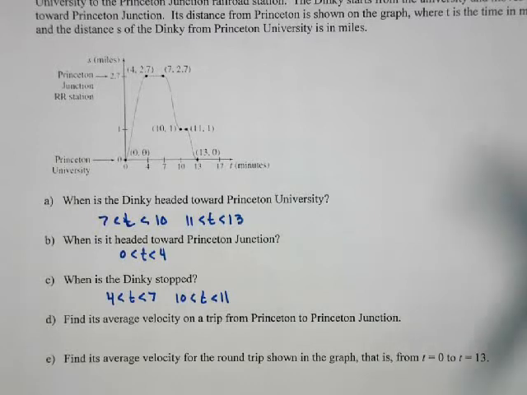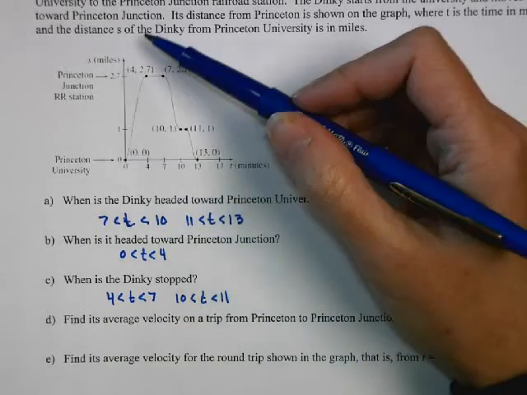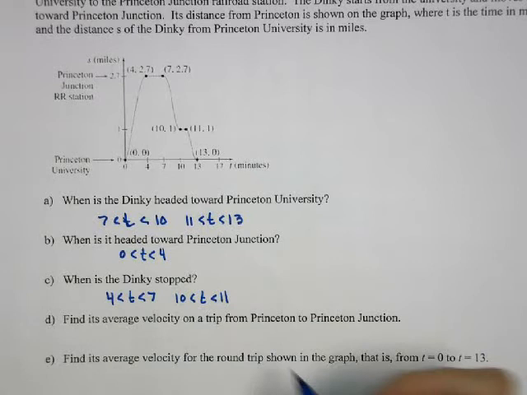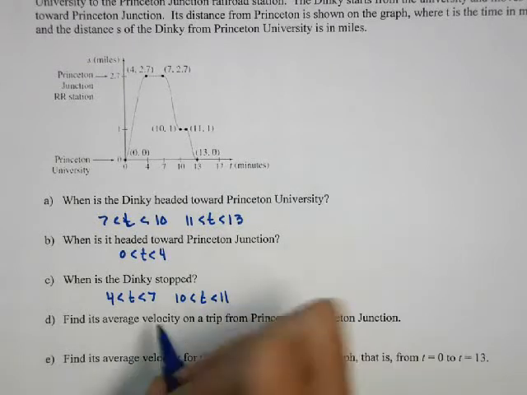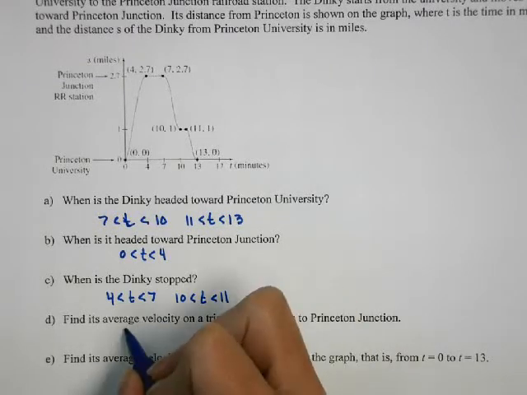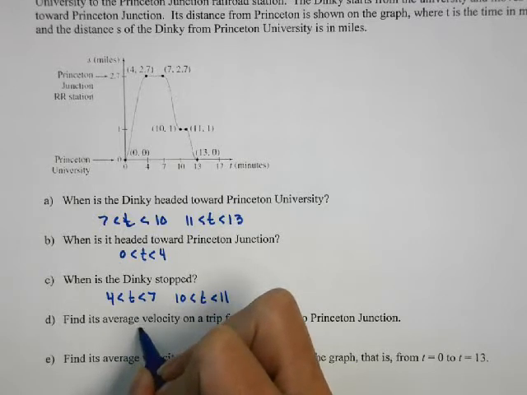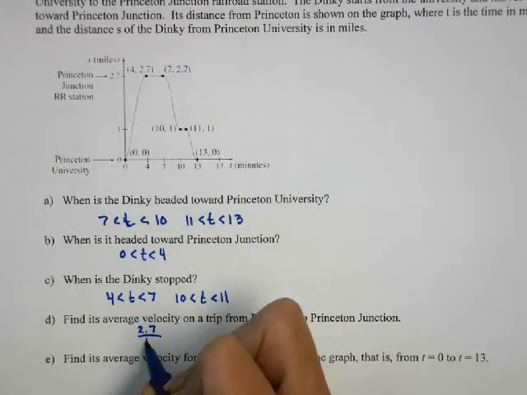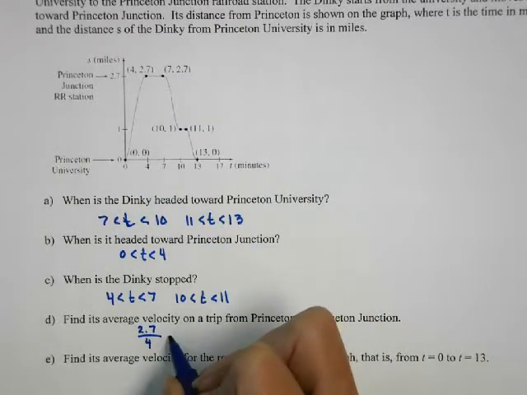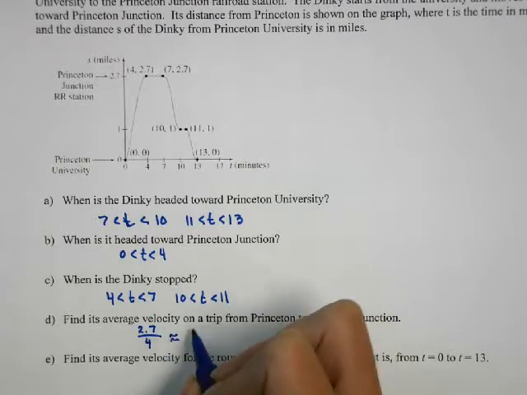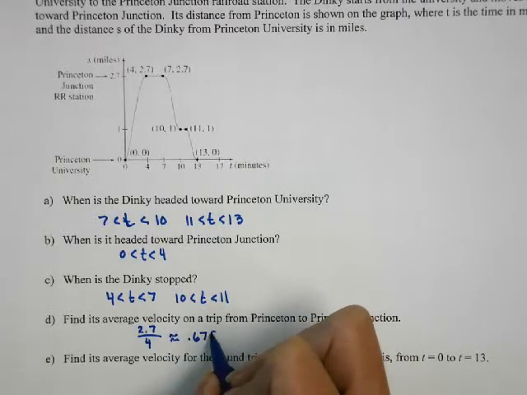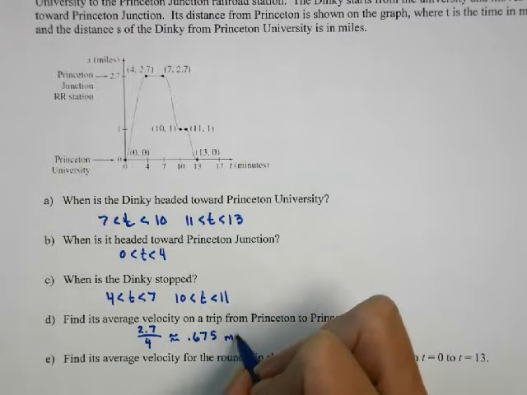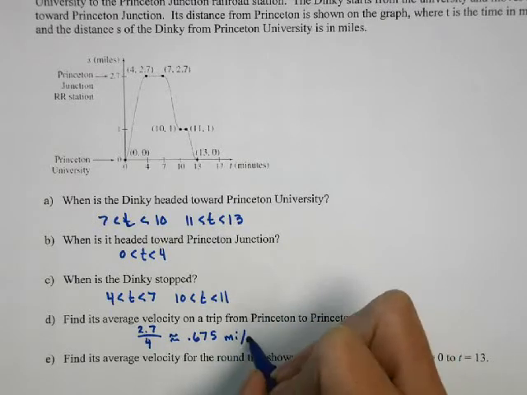The average velocity from Princeton to Princeton Junction. So from here to here, the average velocity is going to be the distance over the time. So the distance traveled is 2.7, and how long did it take to get to the 2.7? 4. So that's approximately 0.675, and this would be miles per minute.